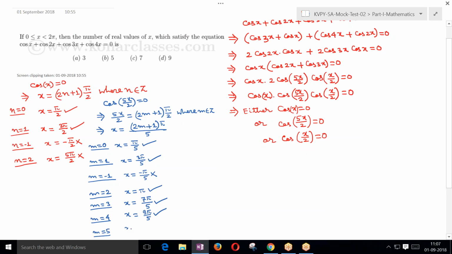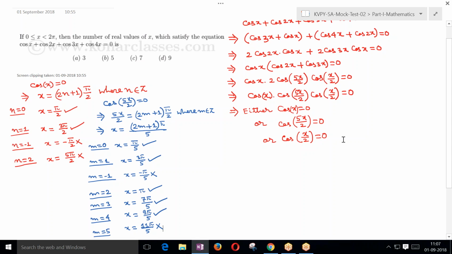For m equal to 5, what is the value of x we are getting? We are getting x is equal to 5 into 2, that is 10, plus 1, 11 pi by 5. 11 pi by 5 is more than 2 pi, and hence it is not an acceptable solution. Now as for m equal to 5 we didn't get an acceptable solution in the given range, there is no point of proceeding further with m equal to 6, 7, 8 and so on. So these are the acceptable solutions we got in the range 0 to 2 pi.